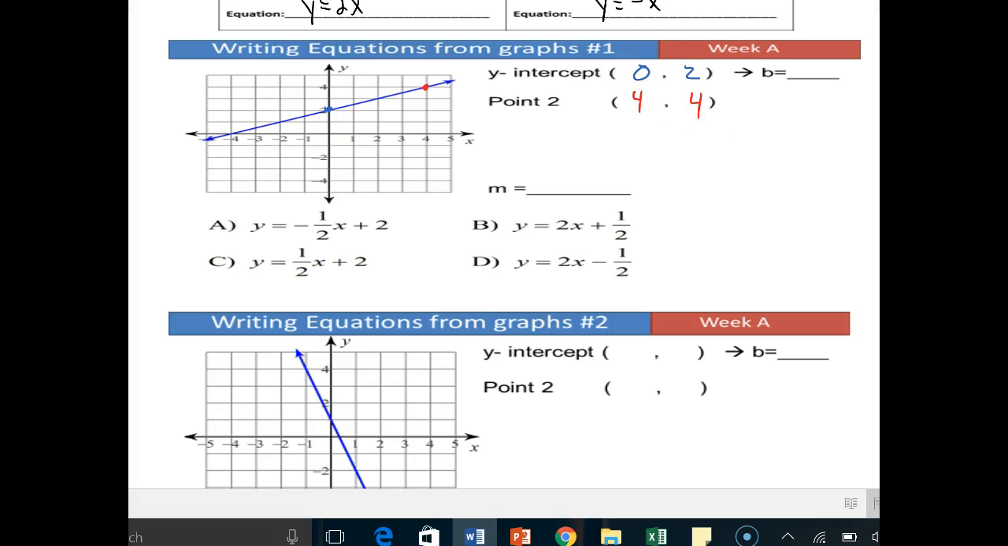So we know the y-intercept, we know b, it starts at 2, so we already know one number of our equation. So we can go down here, and anything that doesn't end in +2 is wrong. So b is wrong, and d is wrong. And now we're just going to go ahead and find the slope.